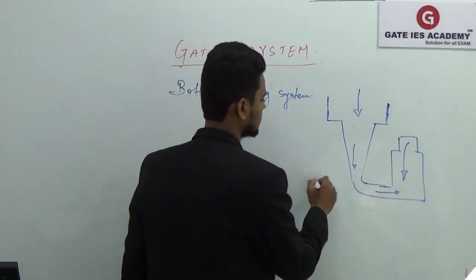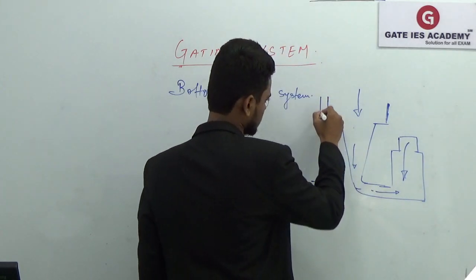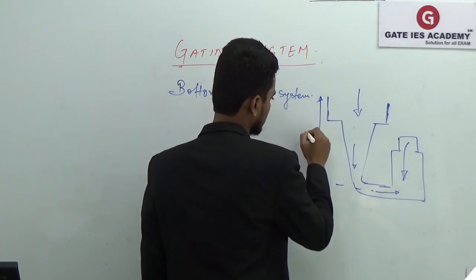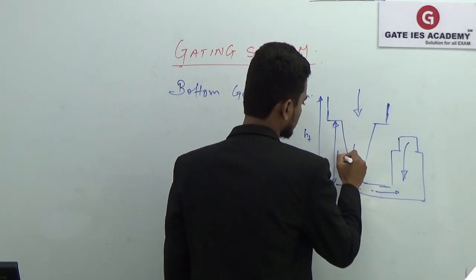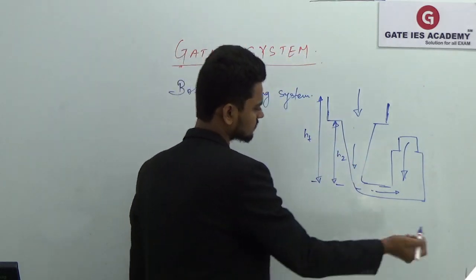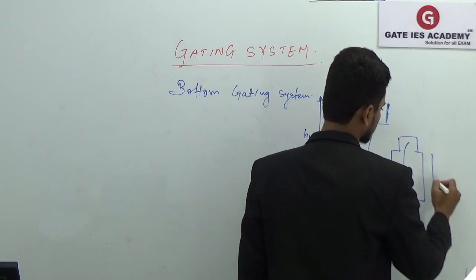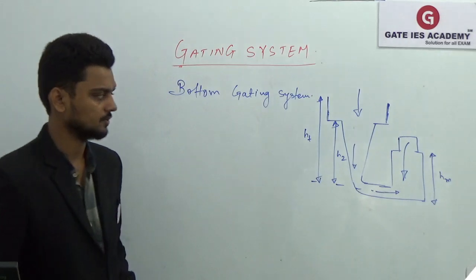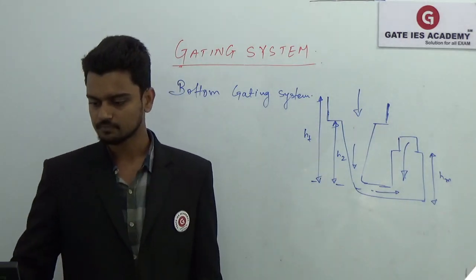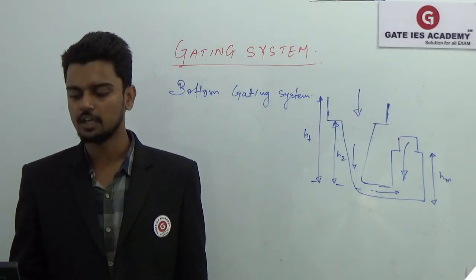So say this is your datum. So this will be your HT, and this is your height of the sprue, and this is your HM, the height of your mold. And it is preferable with the use of a side riser.